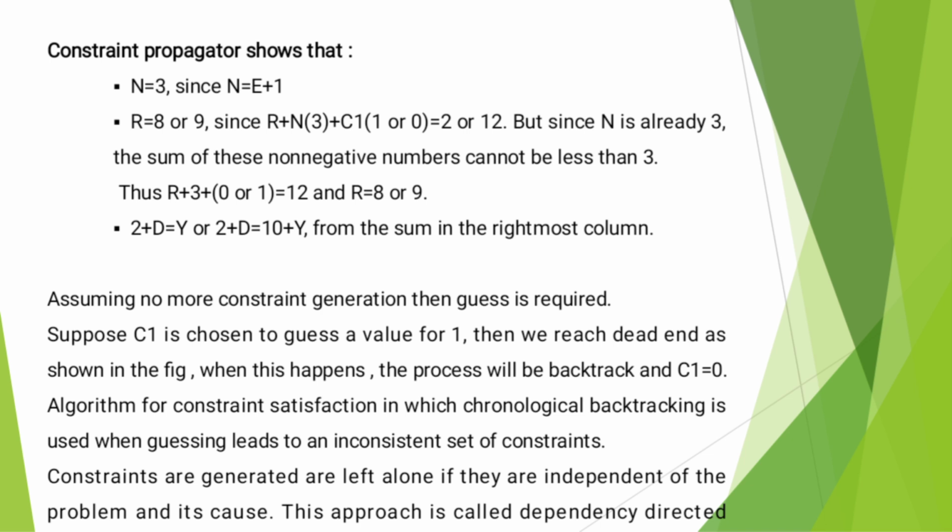Suppose C1 is chosen to guess a value of 1. Then we reach a dead end, as shown in the figure. When this happens, the process will backtrack. That is, previously C1 was equal to 0. This is an algorithm for constraint satisfaction in which chronological backtracking is used when the guessing leads to an inconsistent set of constraints. Constraints are generated or left alone if they are independent of the problem and its cause. Therefore, this approach is called dependency directed.